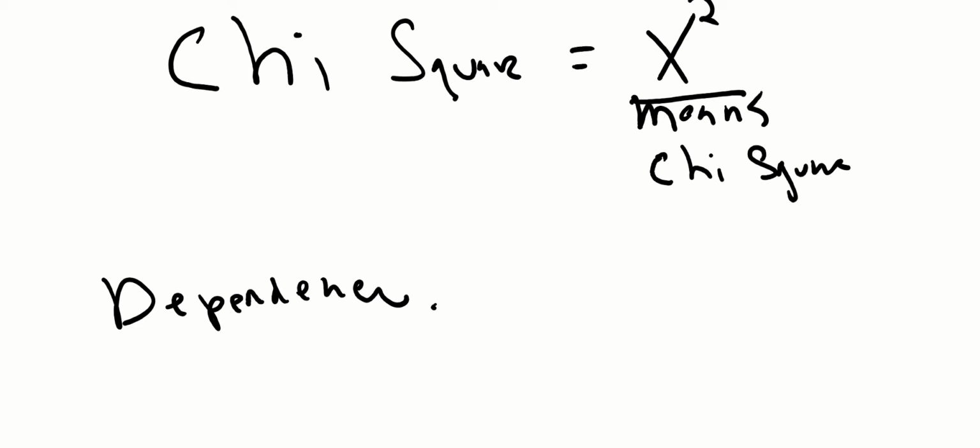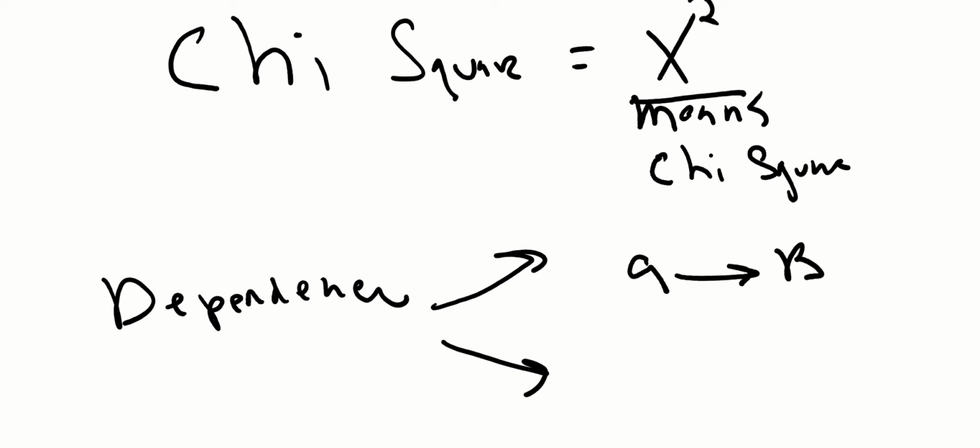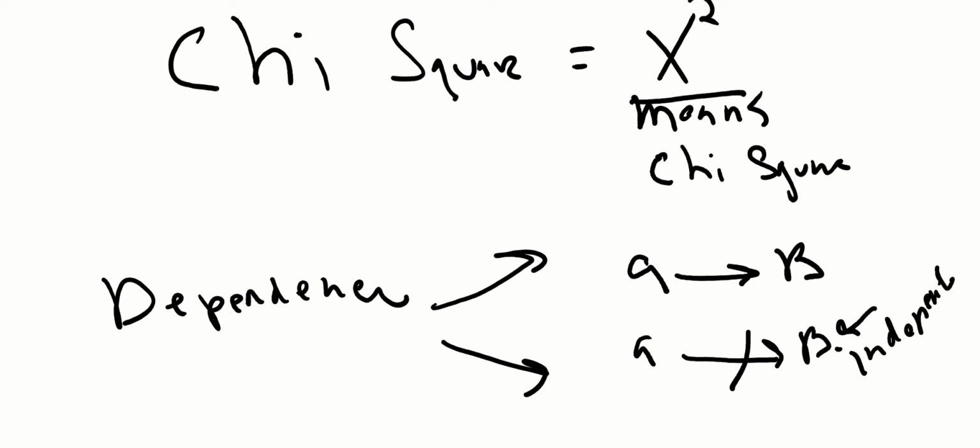And we need to think of dependence as basically two variables that are interacting with one another. So variable A interacts with variable B. If it does not interact with variable B, there is no interaction. And that means that the two variables, there's independence. If there is interaction, there is dependence.